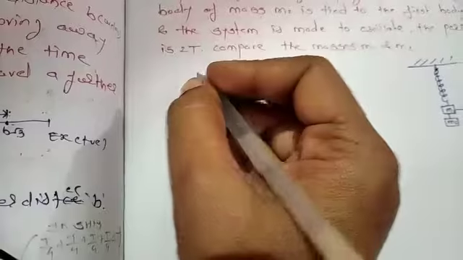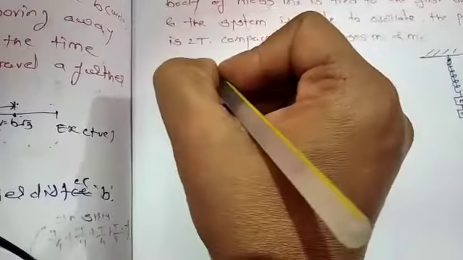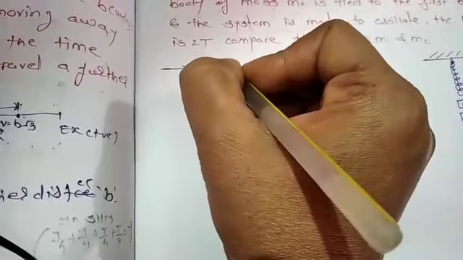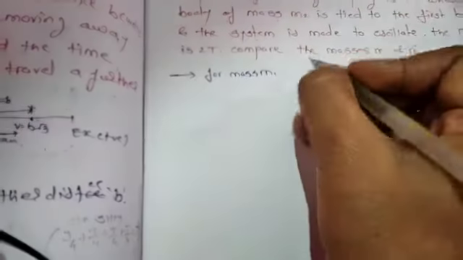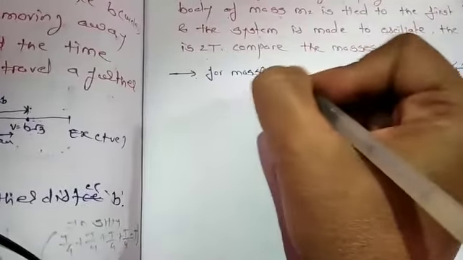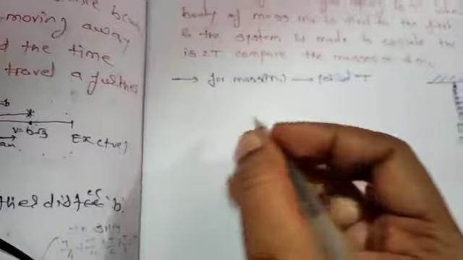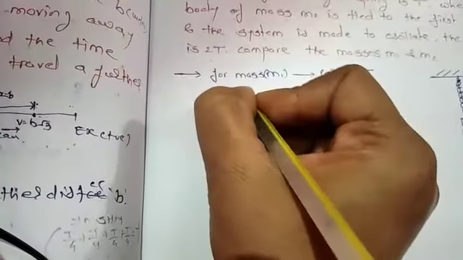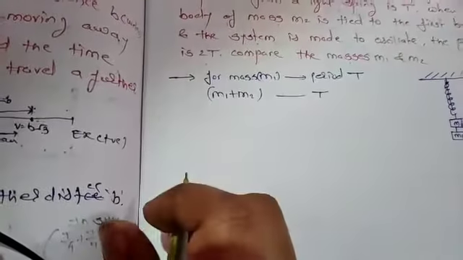So here we'll write the given data. For mass m1, the period is given, it is T. So for m1 plus m2, you can write the period is T again.